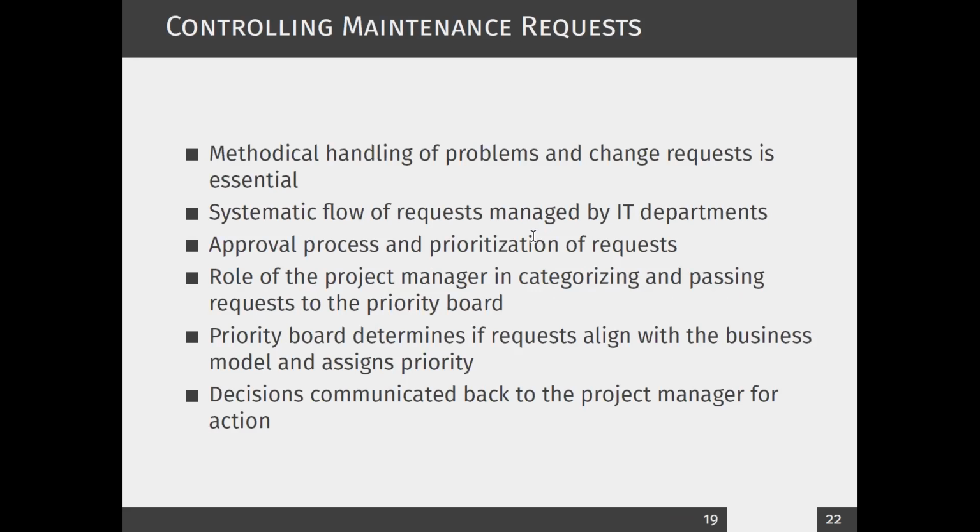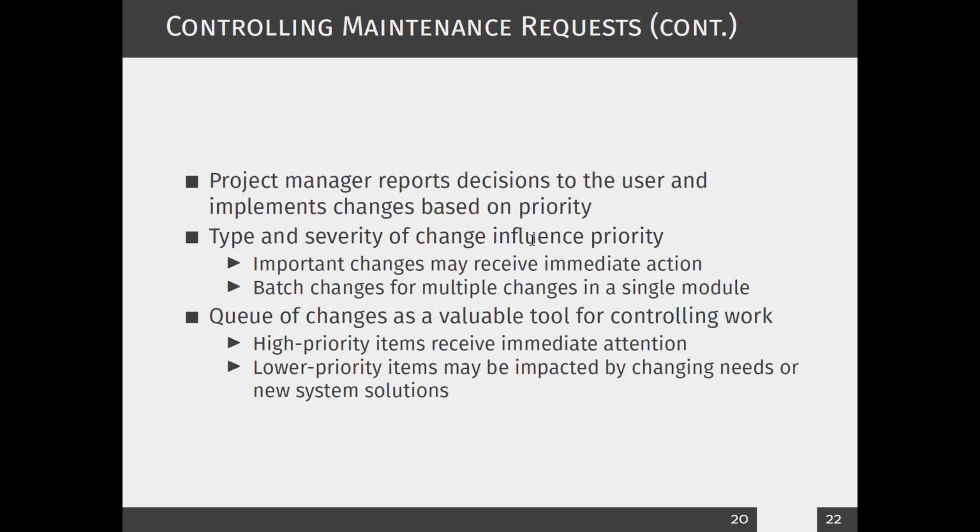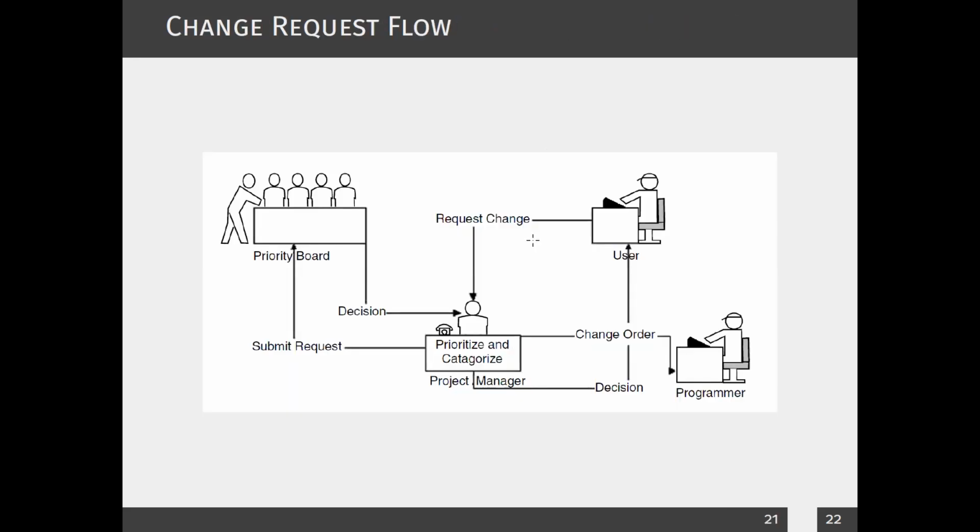Now, as a last point, let's discuss how to control the maintenance request. I told you there's a process of change requests. These change requests come from the user, and then a project manager submits the request to the priority board, which checks whether the request is valid and aligned with the system goals and so on. And then you get the decision.